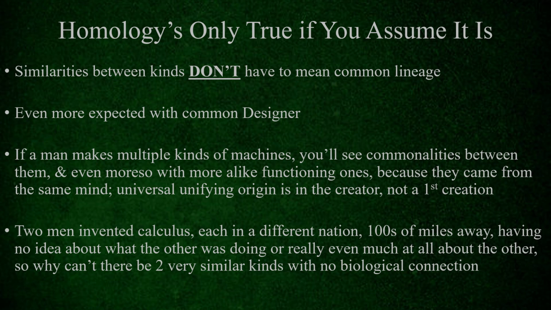And also, think about this analogy. Two men invented calculus, Newton and Leibniz, each in a different nation, hundreds of miles away, having no idea about what the other was doing, or really even much at all about the other. So why can't you have two kinds with no connecting origin except within the creator's mind, no physical connecting origin, and yet have incredibly similar structures and function?